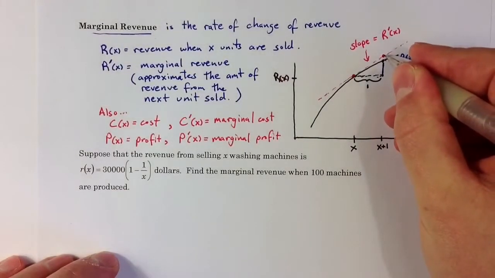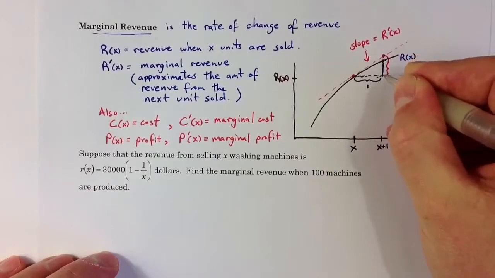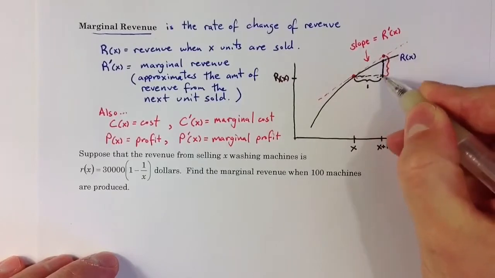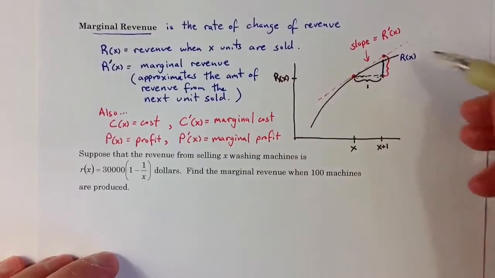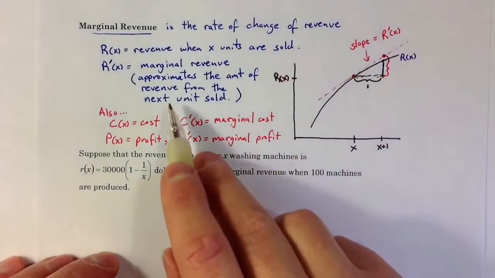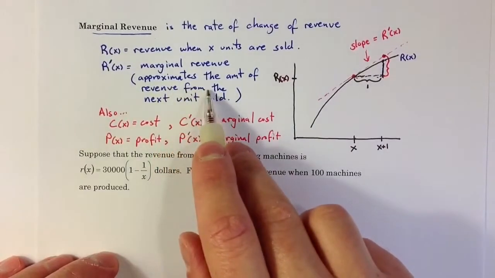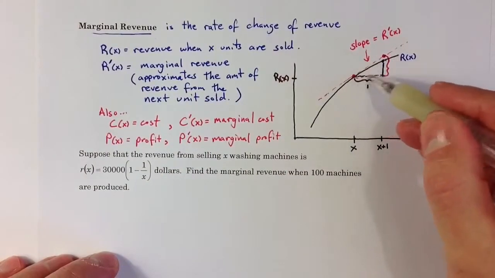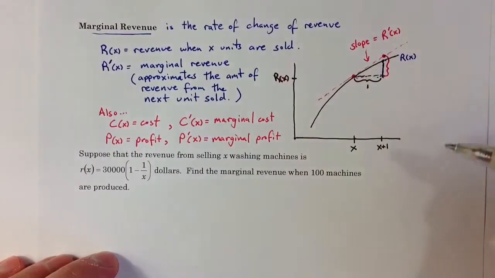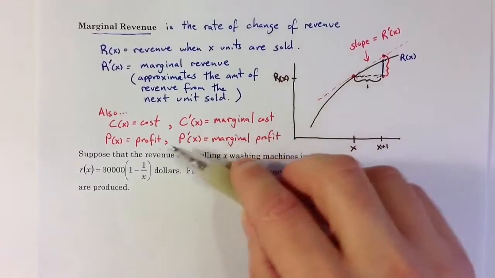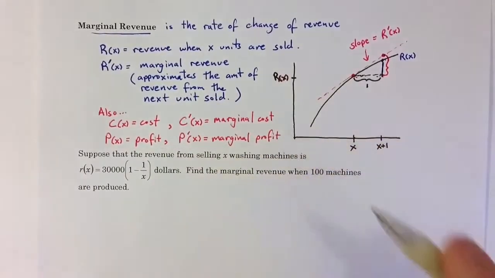And so we can use the slope value, which if we move 1 unit to the right is going to be equal to the change in height, to approximate the change in height of the curve. In that sense, we're thinking of marginal revenue as representing the approximate amount that the revenue function will change by if we increase sales by 1 unit. In a similar way, we can talk about cost functions and marginal cost, and we can talk about profit and marginal profit. So let's look at an example.